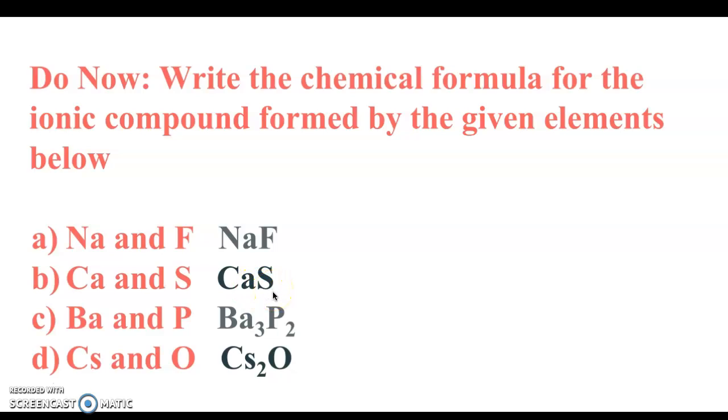1 calcium for every sulfur. Barium has a +2 charge, it's in group 2. Phosphorus is group 15 and has a -3 charge, so when you crisscross your charges, you get a 3-to-2 ratio, 3 bariums for every 2 phosphorus. You can't reduce a 3-to-2 ratio any lower, so that's your formula. Cesium has a +1 charge, oxygen has a -2 charge. When you crisscross your charges, you get 2 cesium for every 1 oxygen as your formula.